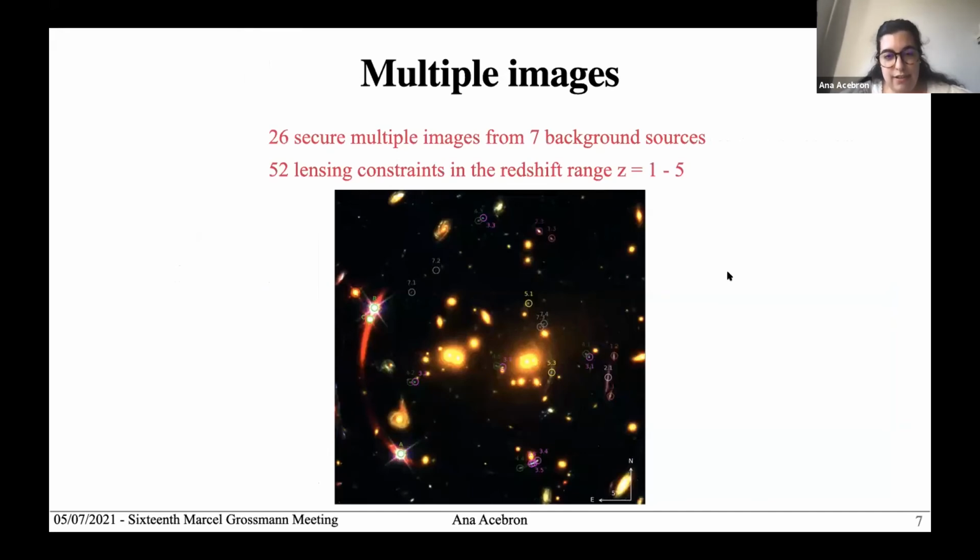We have also used, of course, multiple images to constrain our strong lensing model. So you can see here the 3 multiple images of the quasar. But in addition to these 3 images of the quasar, we have also used additional images that were identified by Oguri et al. 2013. And in total, this gives us 26 secure multiple images, which come from 7 different background sources. This gives us in total 52 lensing constraints, which span a large redshift range between 1 and almost 5.